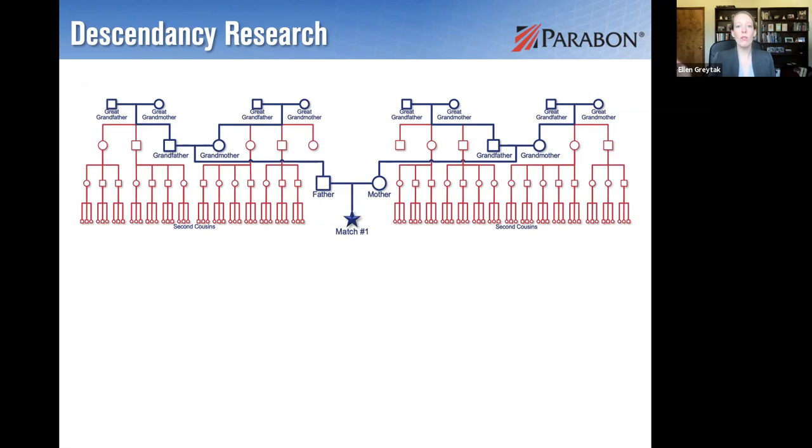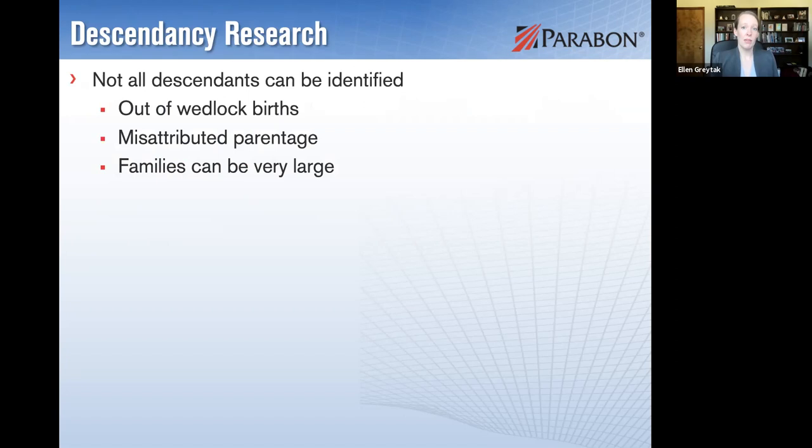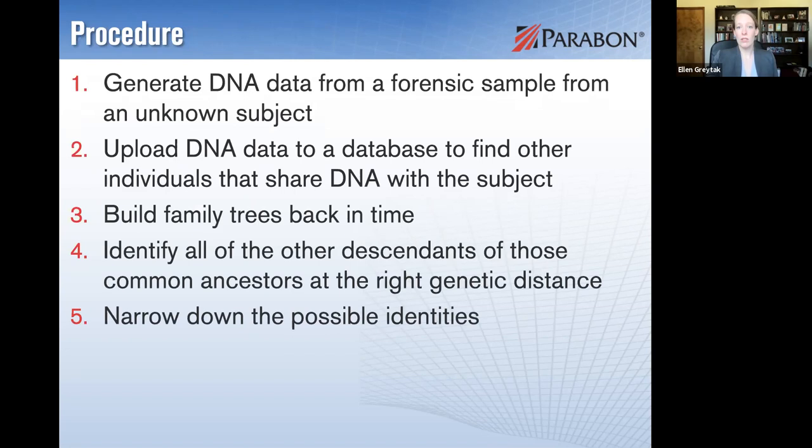Not all descendants can be identified. So sometimes people are born out of wedlock, not recorded as being the child of a particular person, or their records might be wrong. And sometimes families are just very large. I mean, if you go back to the 1800s in the US, you'll see a couple had 13 children, and then they had 13 children. And over a couple generations, you end up with a lot of possible people. And now the goal is to narrow down the possible identities.